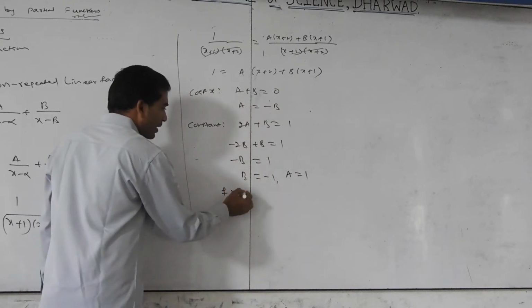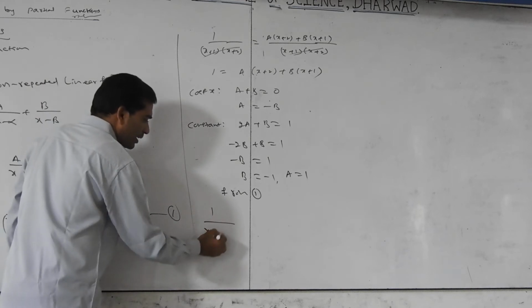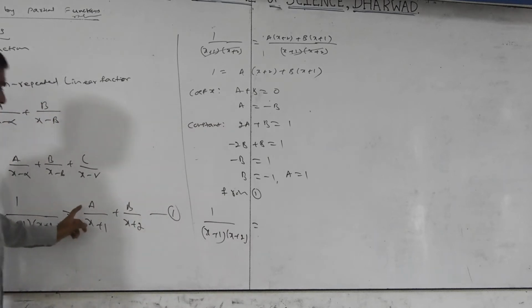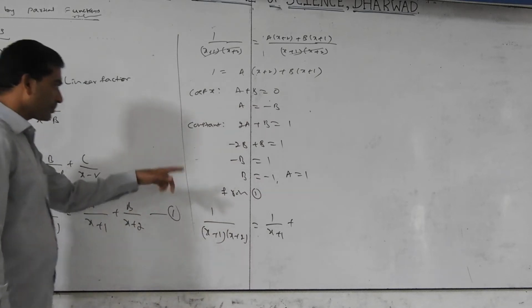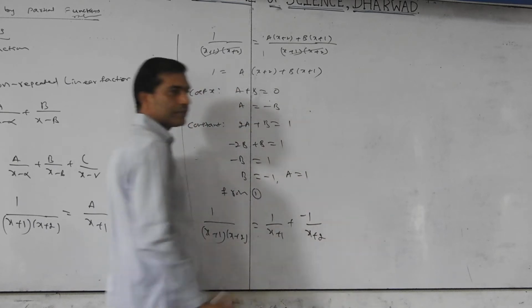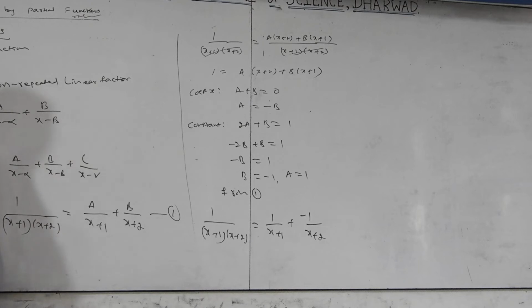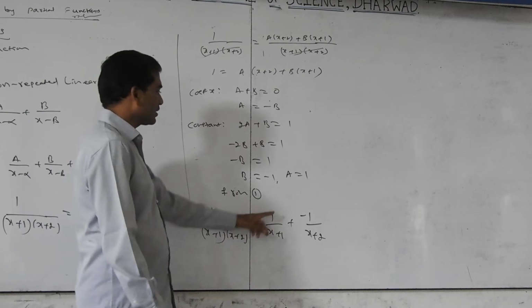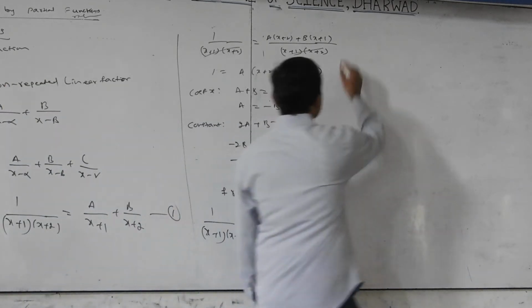From equation 1, we get the partial fractions. Substituting a and b, 1 by x plus 1 into x plus 2 equals 1 by x plus 1 minus 1 by x plus 2. These are called partial fractions. Understood? By using this method, we get the constants a and b. This is understood? Okay. One more example.